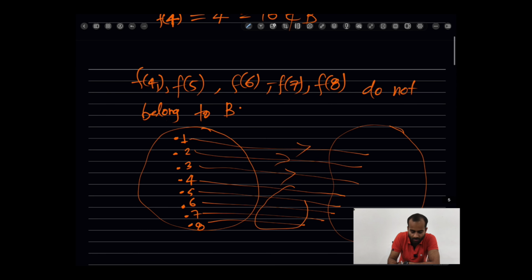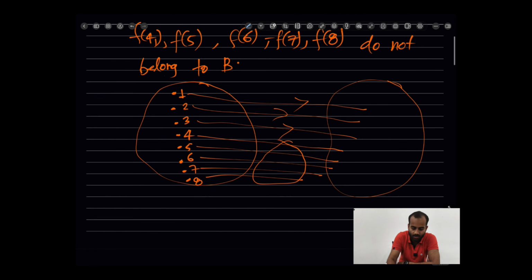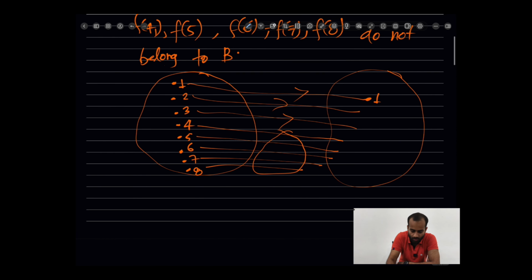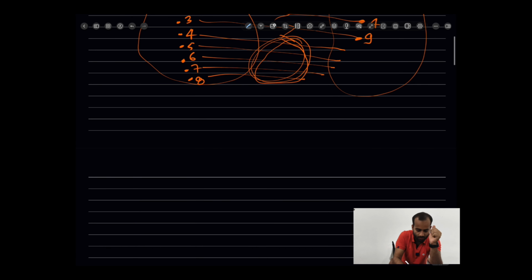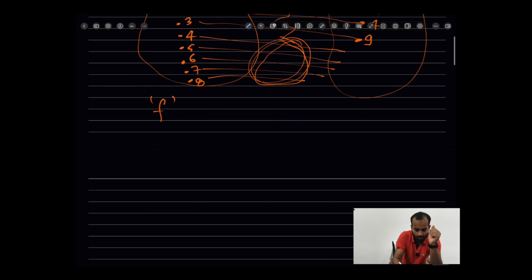These elements do not have a map. 1 has a map here, 1. 2 has map 4, 3 has map 9. But these arrows do not meet any point here, because those elements are not even in the set. So that means f is not a function.